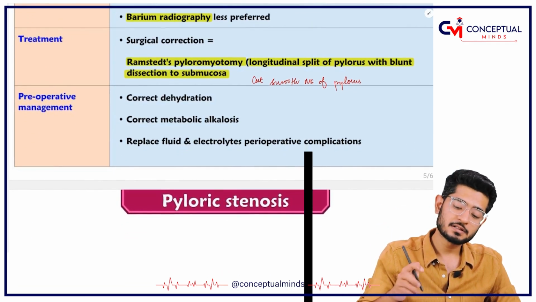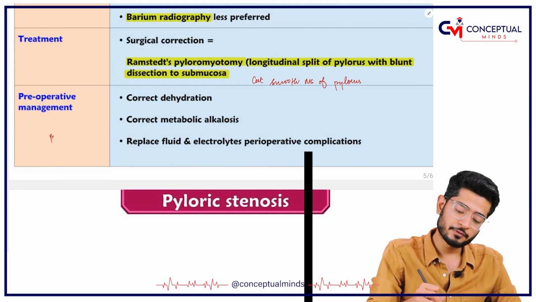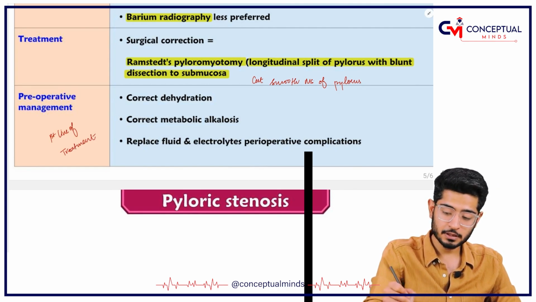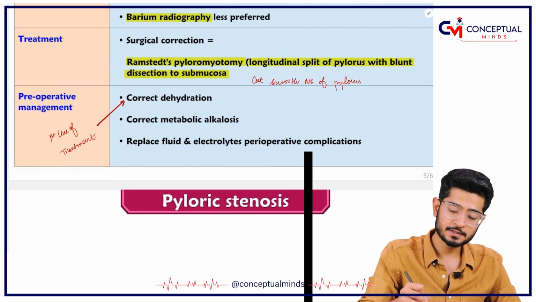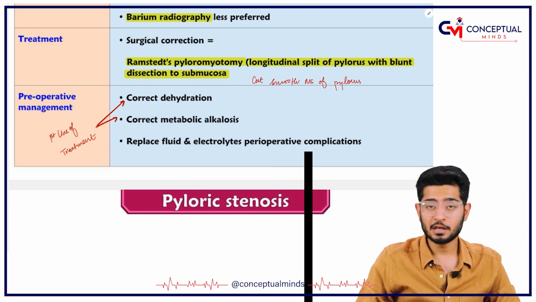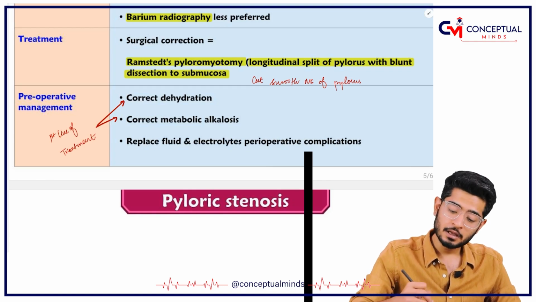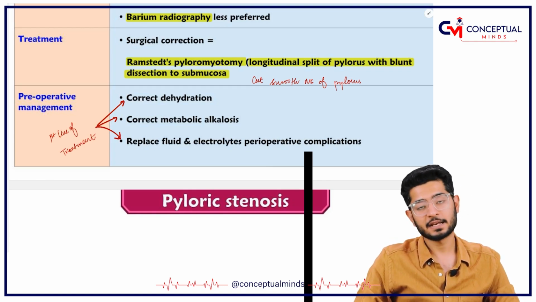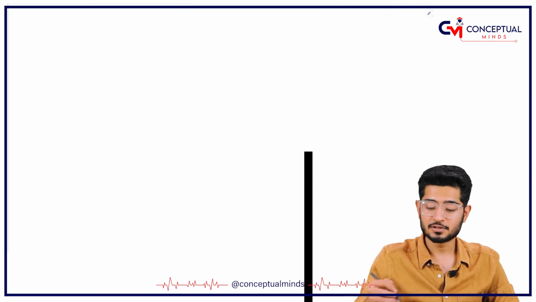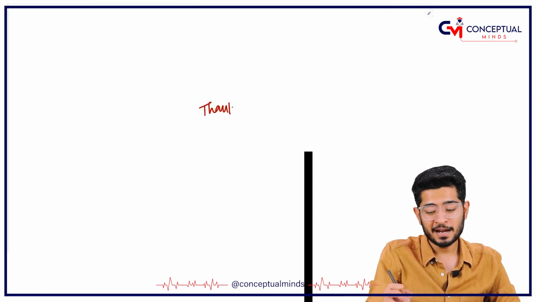But please understand, this is not the first treatment. The first line of treatment in case of CHPS is to correct the dehydration, correct the metabolic alkalosis, and then replace the fluids and the electrolytes, and after that you are supposed to do the surgery. Otherwise, there is no point in doing the surgery and even putting the patient's life in danger.